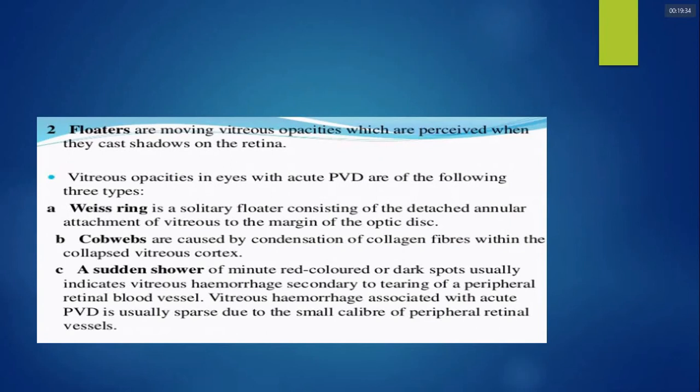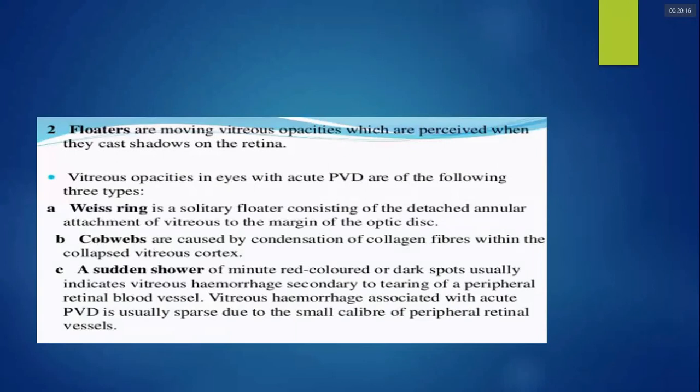You can be asked what the reason is behind the flashes of light and floaters. Floaters are moving vitreous opacities that move along the retina. With the reflection from the choroid, you will see a black shadow. Vitreous opacities in an eye with acute PVD are of the following three types. So how can floaters be described in retinal detachment with the following types. Floaters can also be seen in some other conditions, like in high myopic eyes or with senile degeneration.